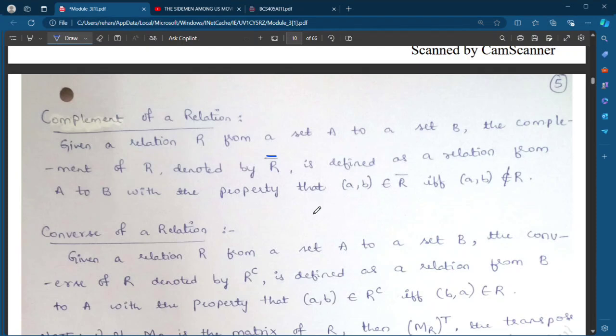Understood, right? For example, I have universal set 1 to 9 and a set is like 2, 3. This is set A and this is the universal set. If I take complement of A, then except 2, 3, I'll write all the numbers, 2 and 3 won't be there. 4 to 9, understood.